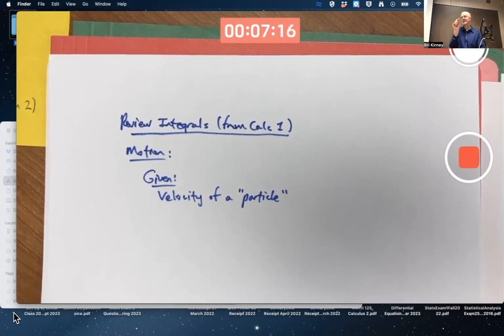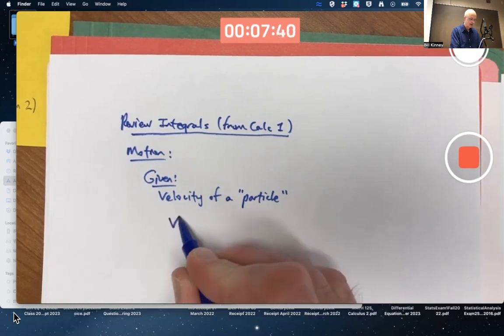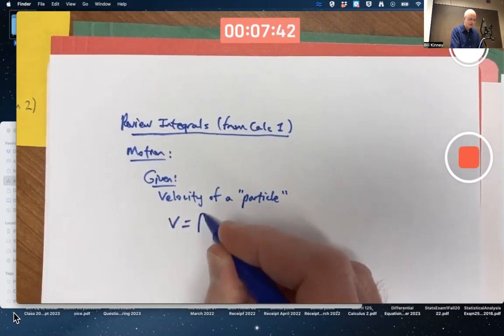When it's zero, it means it's either sitting still or maybe at an instant in time, it's turning around. Or even, this is even more subtle, it stops for an instant and then continues in the same direction. That can happen too. At least from a modeling perspective, you can model it that way. So we've got the velocity of a particle given by some function, v equals f of t.